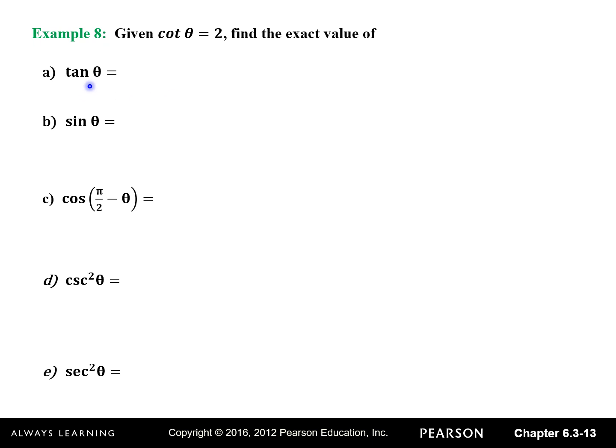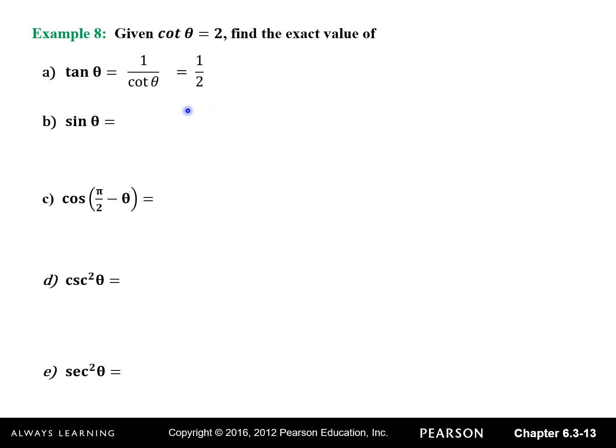So to find tangent theta, what you would do first is analyze the relationship between tangent and the given cotangent. Since we know the tangent is the reciprocal of cotangent, we can write the tangent as 1 over cotangent theta, and then substitute 2 for cotangent, which is equal to 1/2.